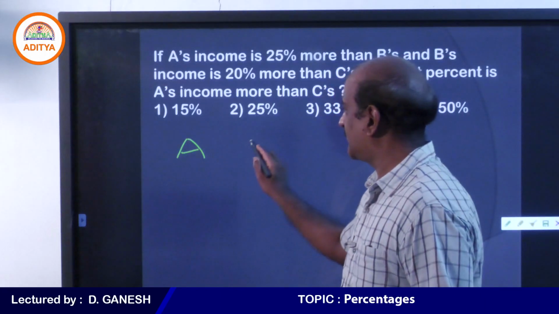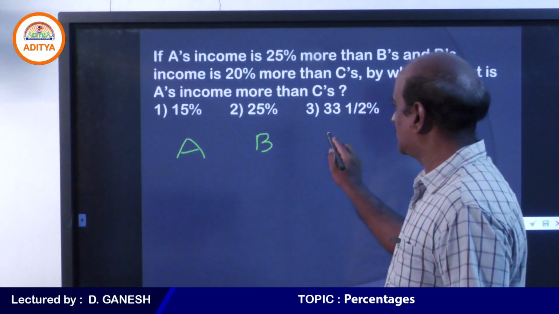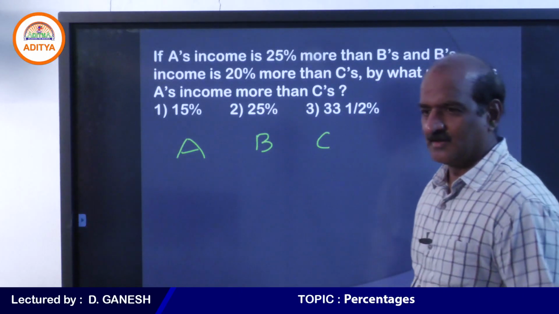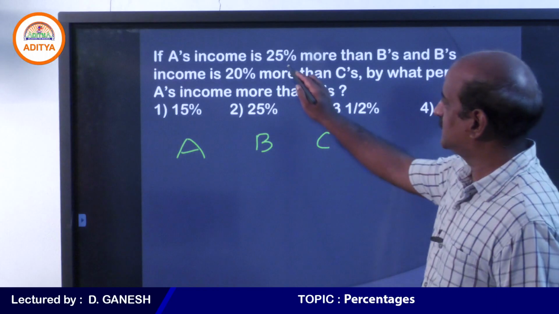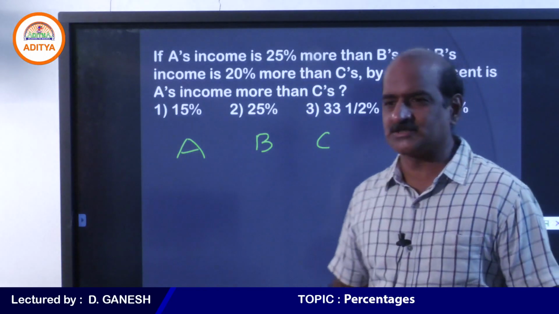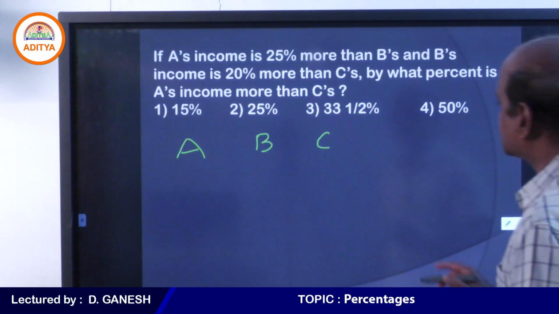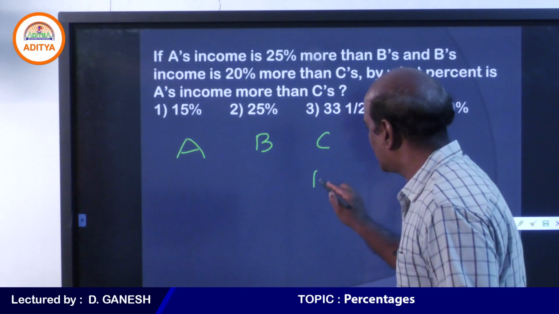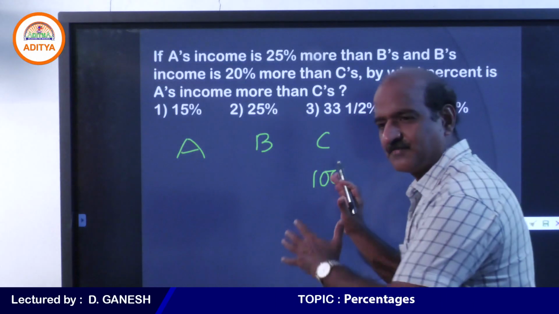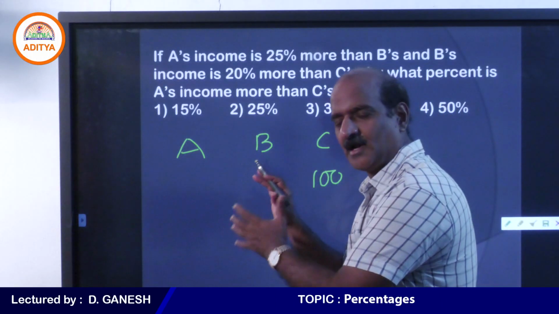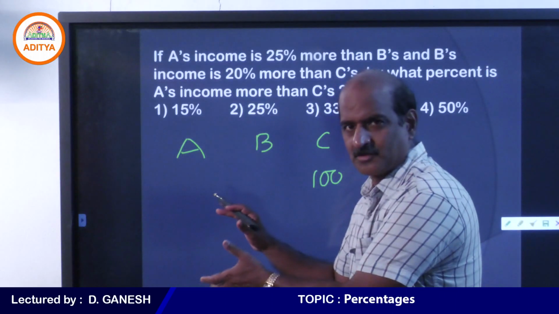Come on students, so we need to consider 3 people, A, B and C. Ready? Now, how much A gets depends on B and how much B gets depends on C. Okay? So we start from C. I think you understand why we are starting from C. Because if we know C, we will get B and from B we will get A. So you know that very well.